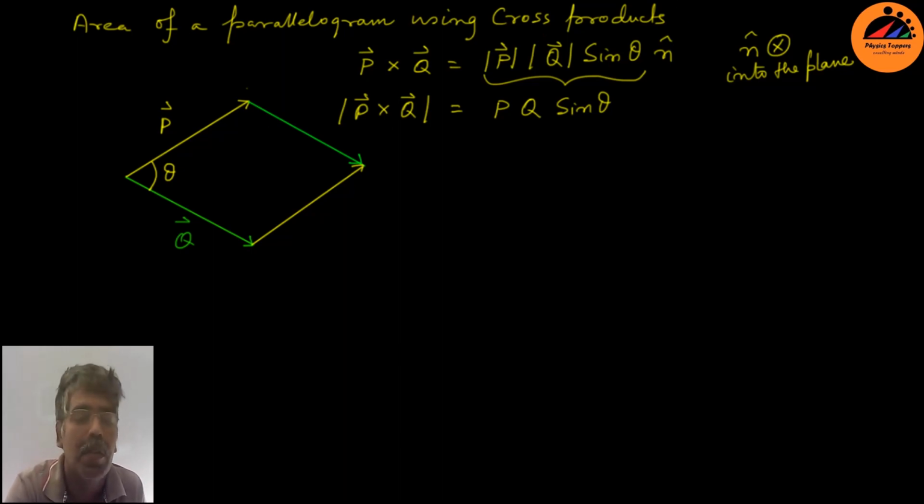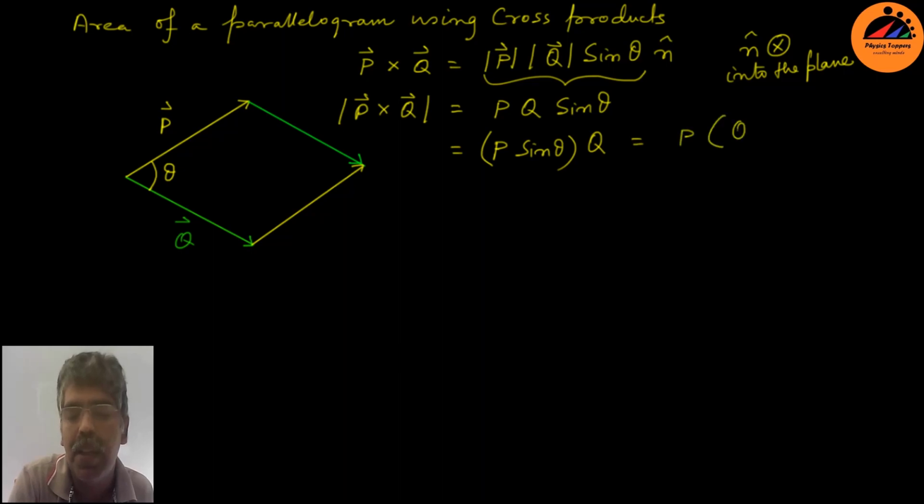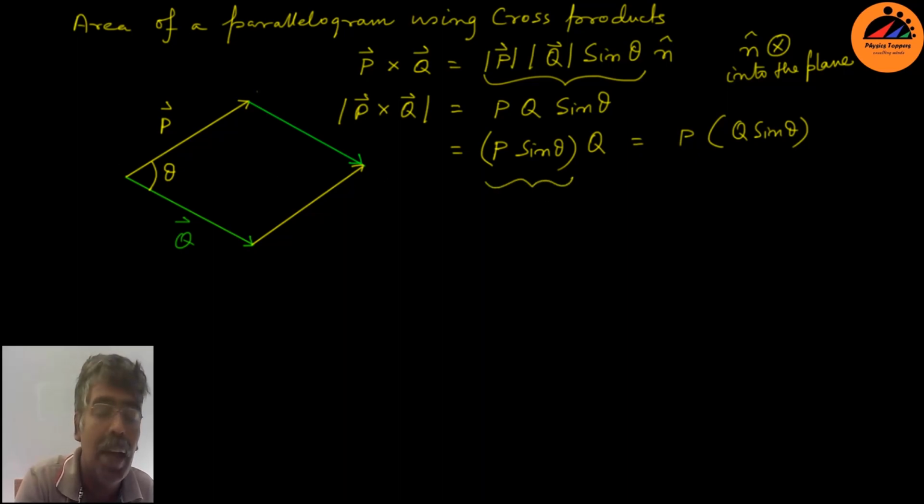Anyway, so this is p and this is q. So what is p sine theta? Let me write this pq sine theta as p sine theta times q. You could have written it like this also, p times q sine theta. So let's see what is p sine theta geometrically. The length of the arrow is p.